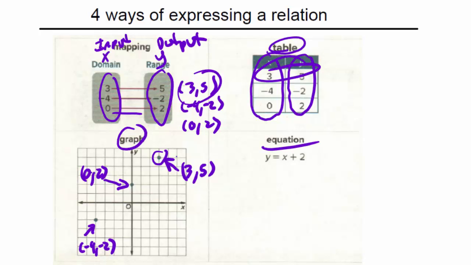We could also express them as an equation. You see we have a y and we have an x. That's an input-output. So you input a number for x, you do some calculation, and it outputs the appropriate value for y. So we'll show how that happens.